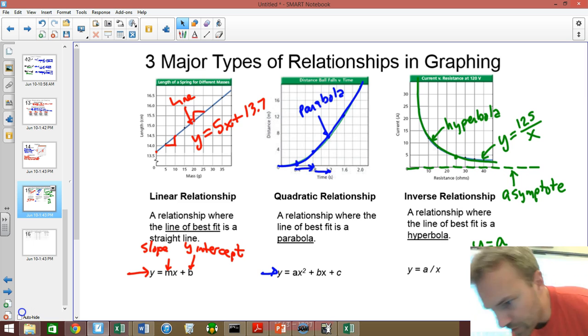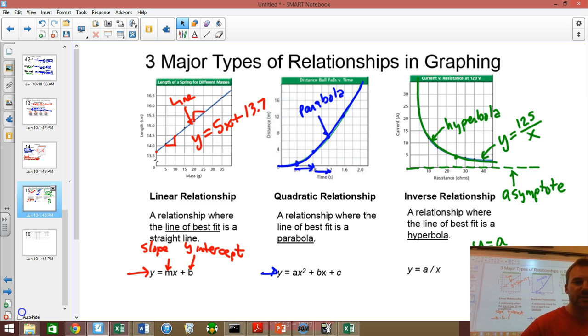We can predict the future. For instance, how long would the spring stretch if I put 50 grams on it? Right here, the distance of a ball versus time. What if the ball fell 4 seconds? How far would it go? Current versus resistance. How much current would there be if I had a resistance of 100 ohms?